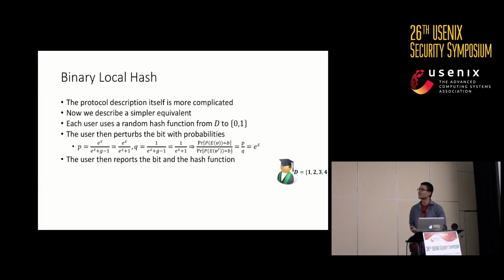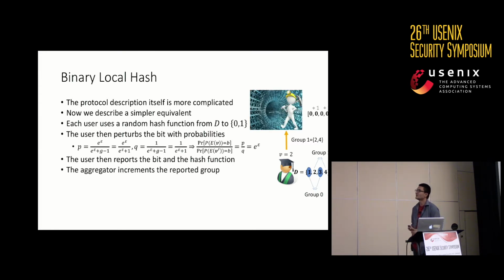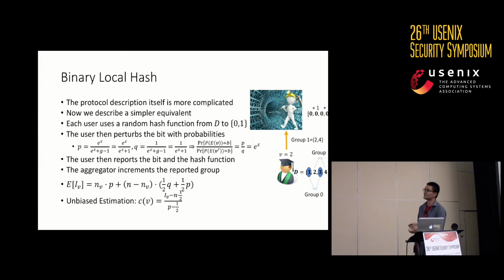Here is an example. For example, D is 1, 2, 3, 4, and this hash function will hash 1 and 3 into group 0, and hash 2 and 4 into group 1. So if the user has secret V equals to 2, with the probability P, the user will report group 1. And with probability Q, the user will report group 0. So suppose now the user with probability P reports group 1, which is 2 and 4. The aggregator after receiving this will increment the corresponding locations. And similarly, by this expectation kind of equation, we also have this unbiased estimation for this local hash protocol.